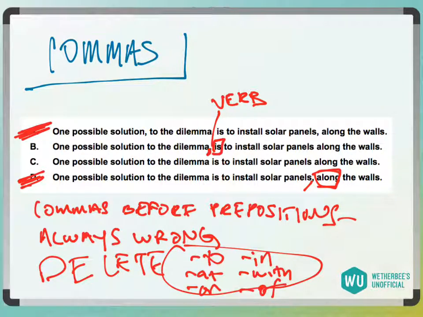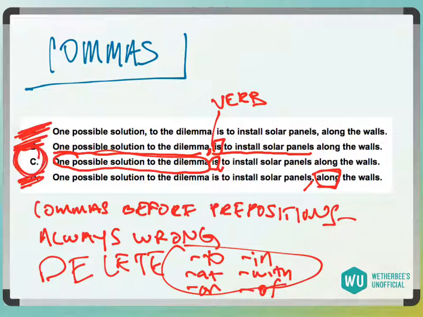Because B would be saying that either one possible solution to the dilemma is an independent clause, or is to install solar panels, blah, blah, blah, is the independent clause. And neither of those is an independent clause, because the independent clause is putting your subject and verb together, which is one possible solution to the dilemma. One possible solution to the dilemma, subject, verb, which have to be together, is to install solar panels along the walls. Answer choice C, you don't want any commas in the sentence. Delete them in front of prepositions, and definitely don't put one right before your verb.